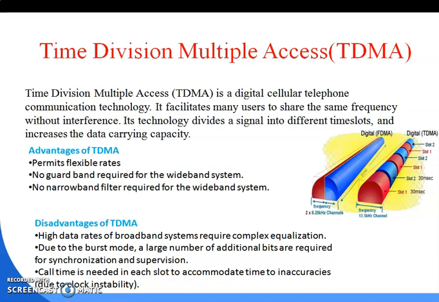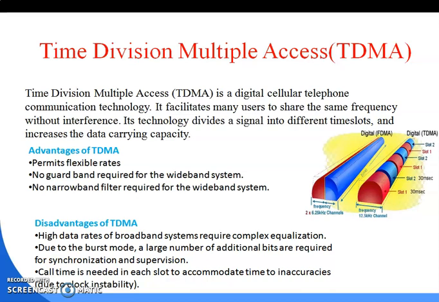Next is time division multiple access. TDMA is a digital cellular telephone communication technology. It facilitates many users to share the same frequency without interference. Its technology divides a signal into different time slots and increases the data carrying capacity. And it is more expensive than FDMA.